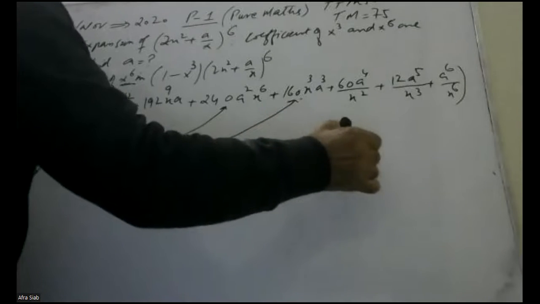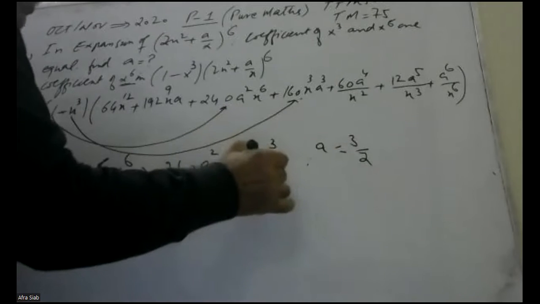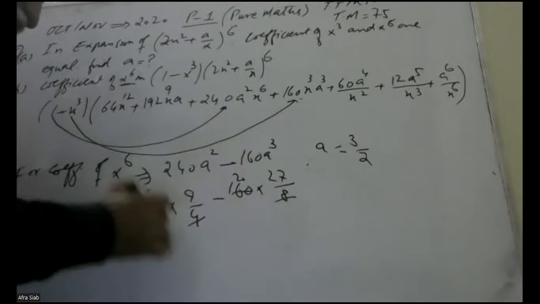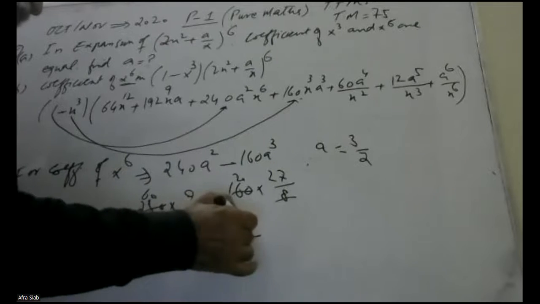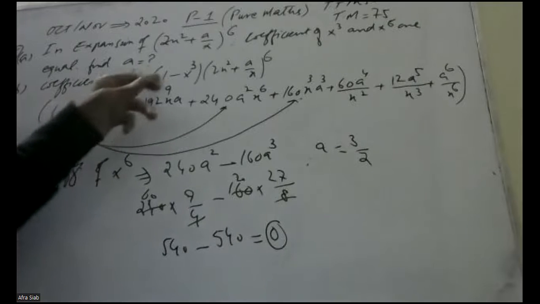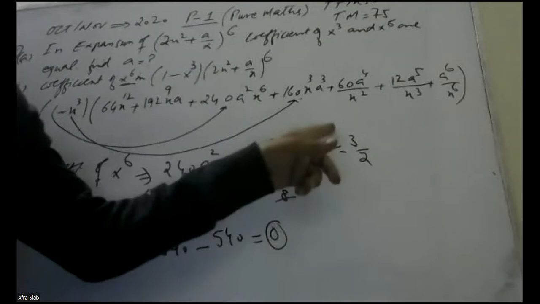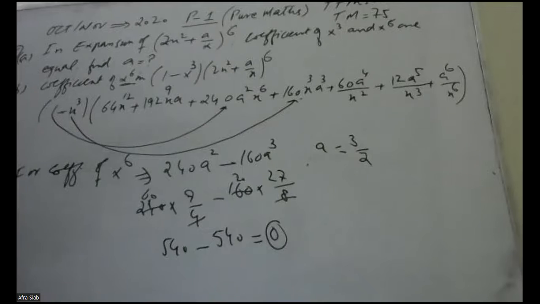No other term is going to give you x6 in this part, but a value is given there equal to 3 by 2. Now we put in it 240 into a square, that is 9 by 4, minus 160 a cube, that is 27 over 8. So this is going to be 540 minus 27 into 20 is 540, and that answer is what? 0. So the coefficient of x6 in the expansion of these two terms with a value equal to 3 by 2 is equal to 0 there.